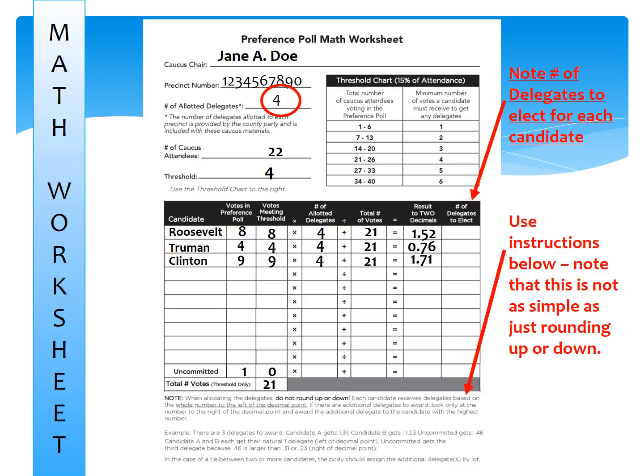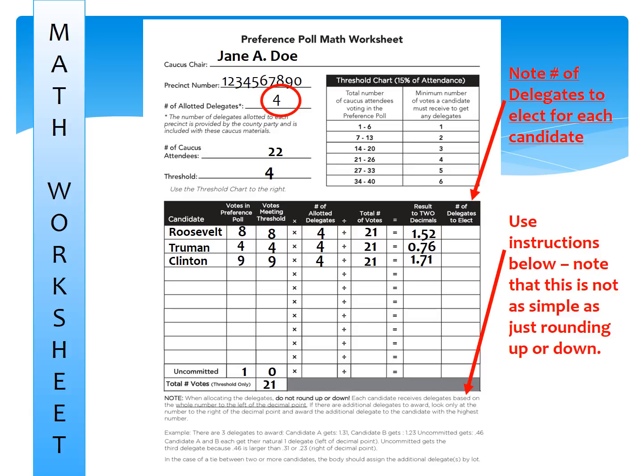Candidate Roosevelt has 1.52 as the result of the math. You first look at the number to the left of the decimal place and note that Roosevelt is going to get at least 1 delegate. The same is true for candidate Clinton, with a result of 1.71 delegates. So candidate Clinton gets at least 1 delegate. So that gives us 2 out of the possible 4 allotted delegates.